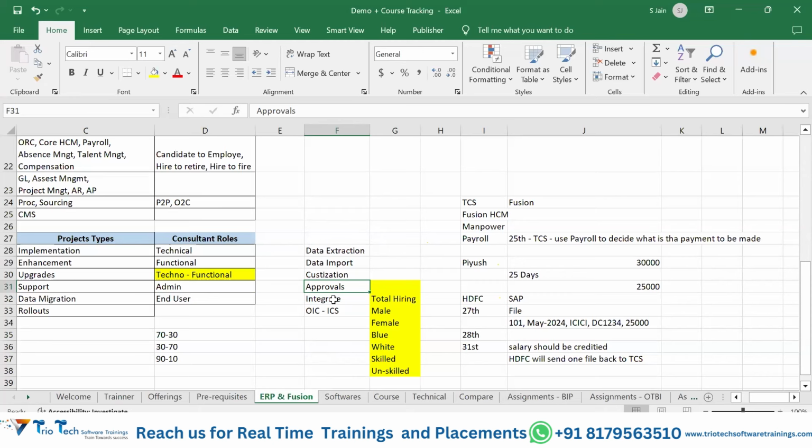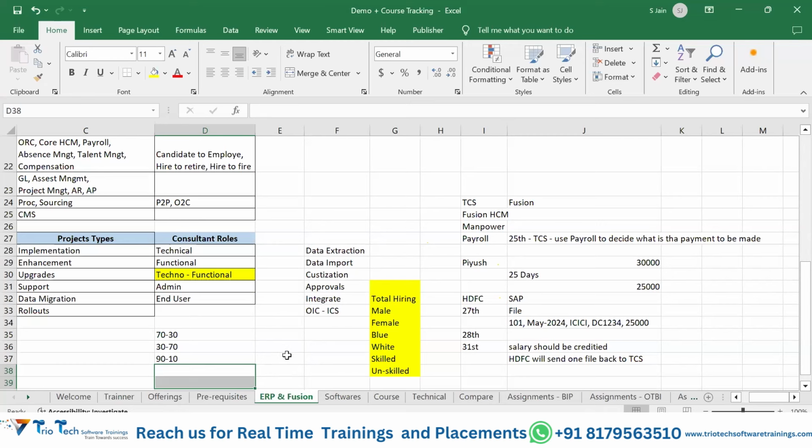Apart from that, guys, integration may be required. As a technical consultant, we will be working on building integration among two or more applications. Fusion is our primary tool which is handling and managing our employees and their payroll and salary data, but we have partnered with HDFC Bank, which is supposed to process the salary of the employees of our organization.